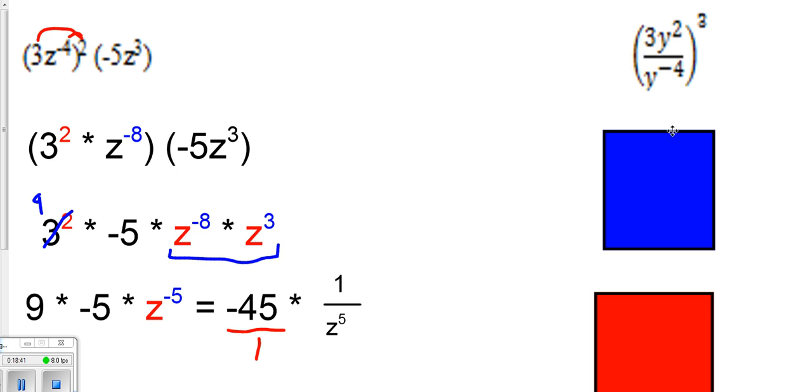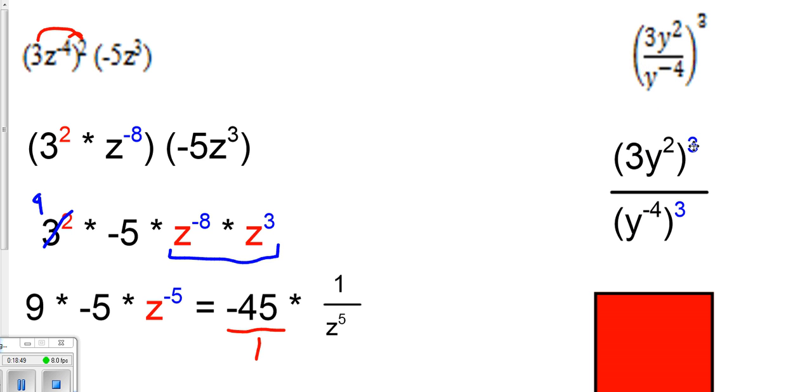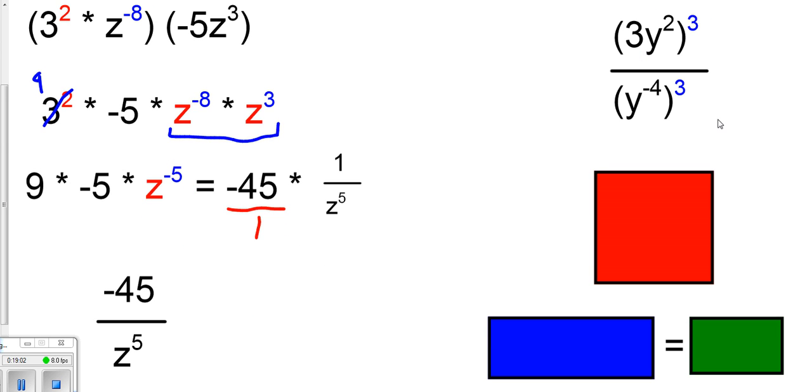Our next example, 3y squared over y to the negative 4. All of that is being cubed, or to the power of 3. So when this is cubed, and it's a quotient, that means we're cubing each piece. So the numerator and the denominator. This 3 is getting applied on top and on bottom. So it'll look something like this.